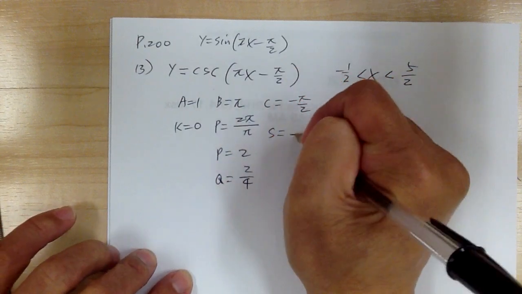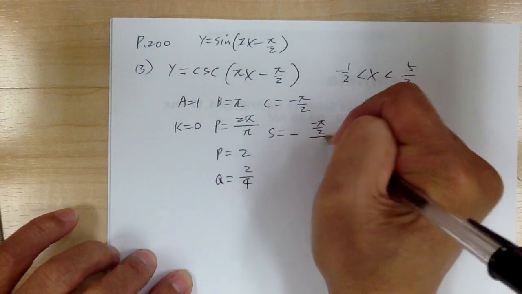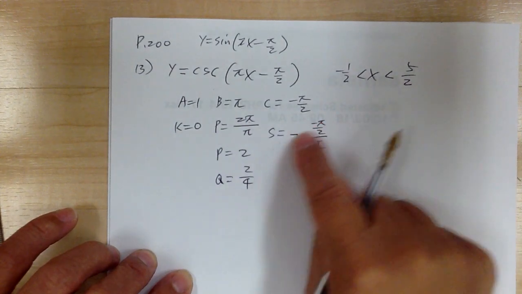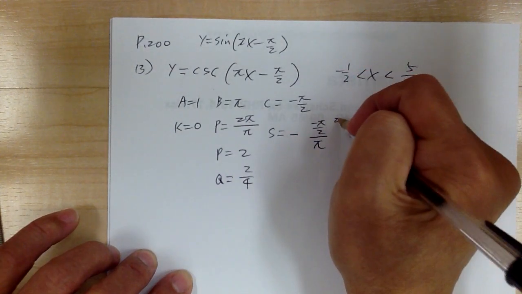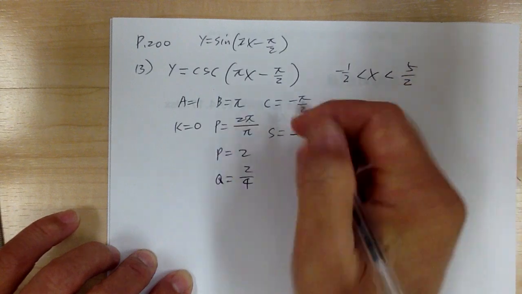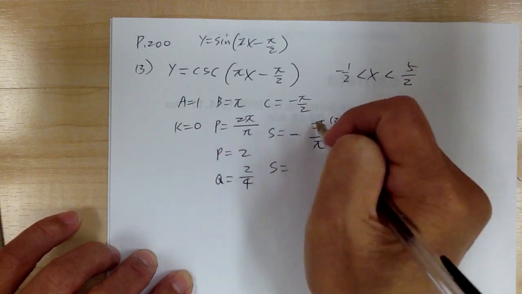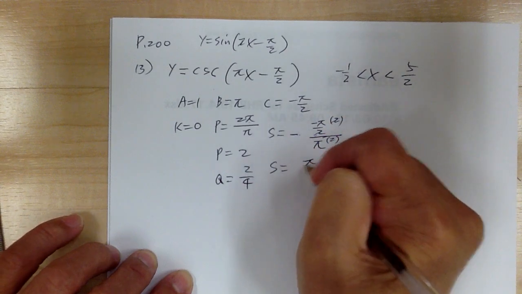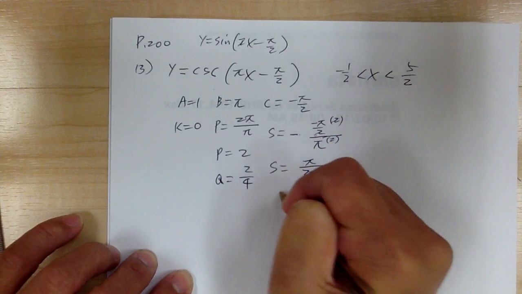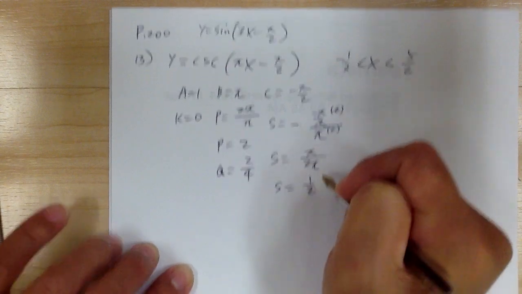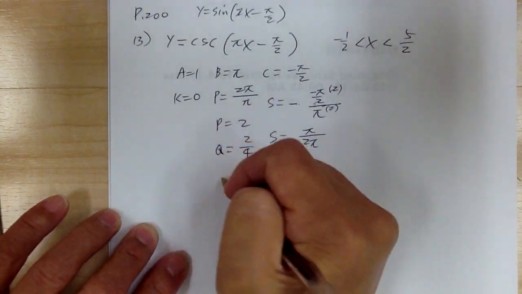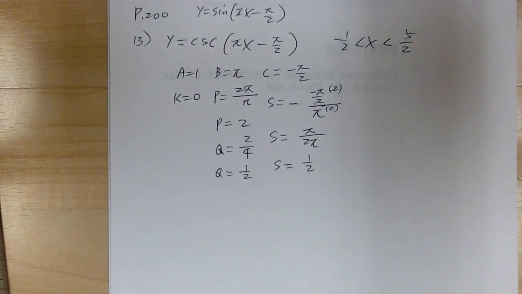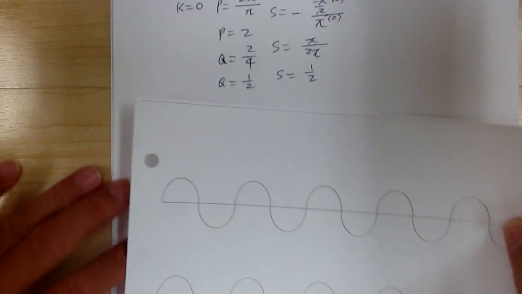So s equal to negative c over b, and keep track of your negatives. Multiply by 2 to simplify your complex fraction. So negative becomes positive, 2 and 2 cancel out, so you've got pi over 2 pi. So s equal to 1 over 2. And if you were to simplify q, you will get the same denominator. Okay, so to graph that, let's go and do this, number 13.